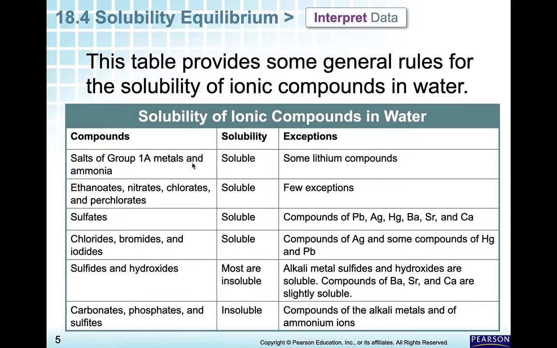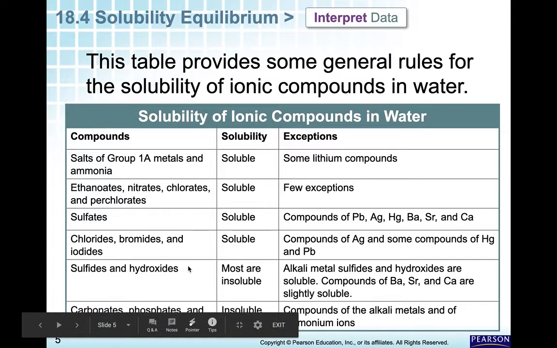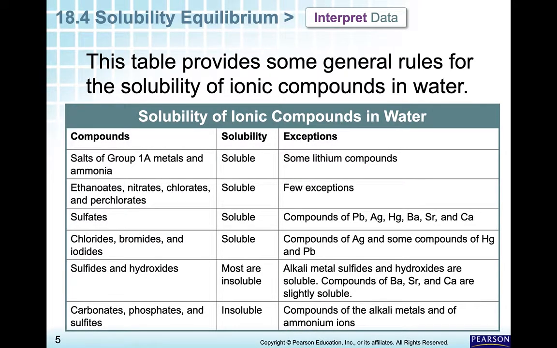So any compound you're given, you just figure out where it would fit in this chart. Does it have a group 1 metal? Does it have a sulfate? Does it have a hydroxide? And then once you find out where it fits, is it one of these special exceptions? And that's how you figure out if it's going to be soluble. And so that part figures out whether or not a substance is going to dissolve at all.